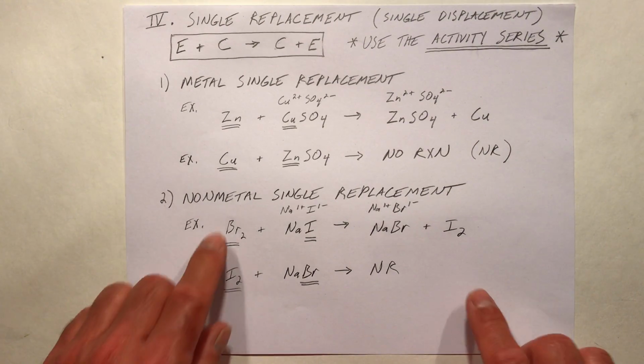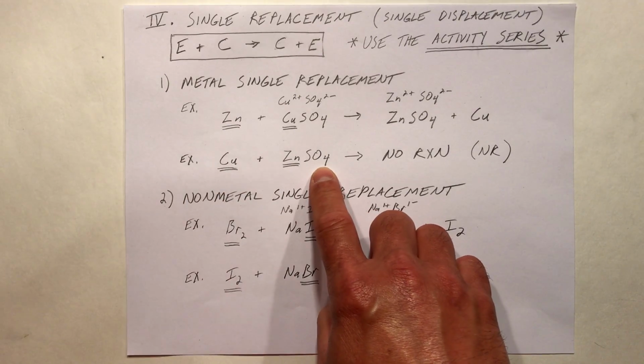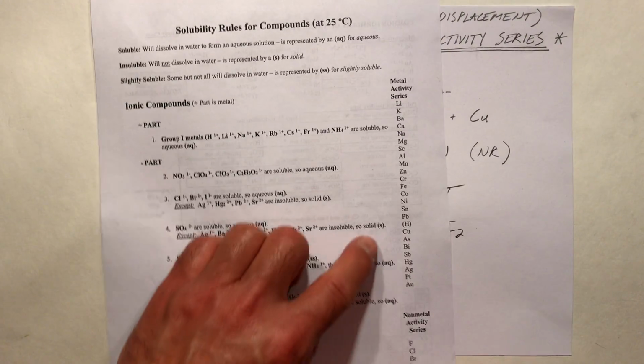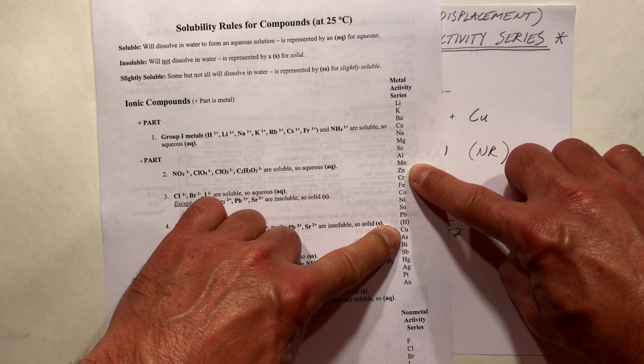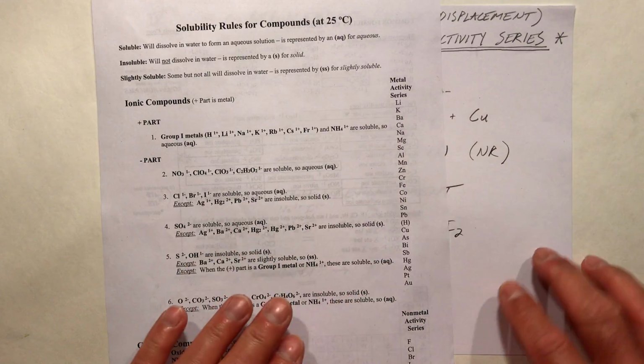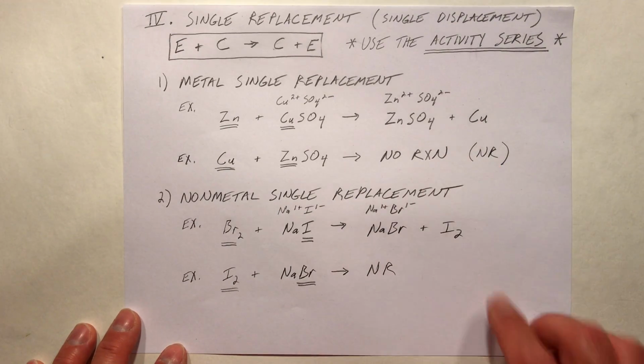Now what if we were trying to do that in reverse and have copper combine with zinc sulfate? Now remember that copper is lower than zinc on the activity series. That means it's not chemically active enough to kick the zinc out of the compound. So there will be no reaction, or NR.